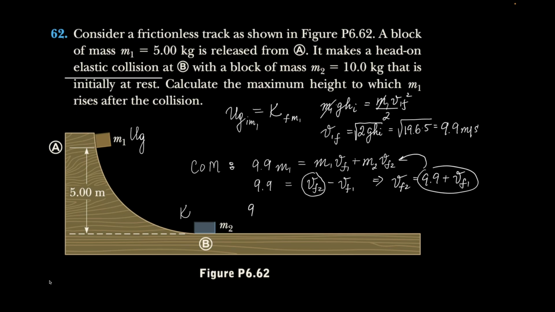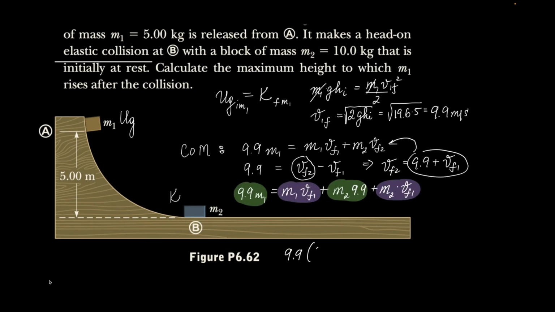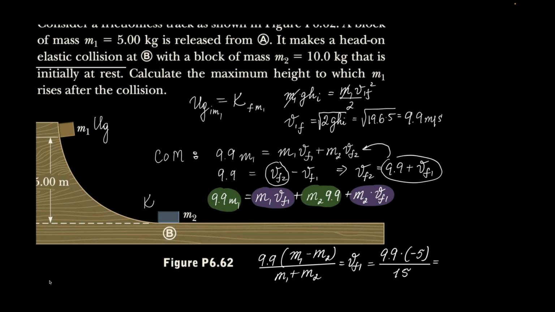That gets me 9.9 M1 equal to M1 V final 1 plus M2 times 9.9, and then plus M2 times V final 1. 9.9 times M1 minus M2 divided by the sum of masses, M1 plus M2, will be equal to my V final 1, which I'm after right now. So it's going to be negative 3.3 meters per second. So our block 1 bounces back with 3.3 meters per second to the left.